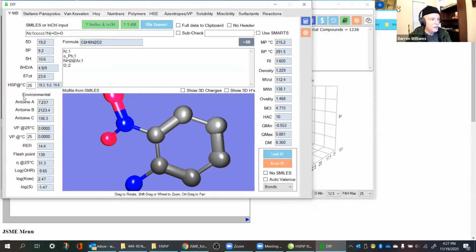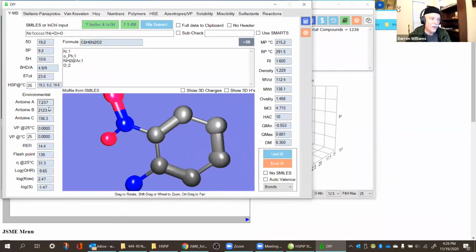So these are the HSPs at 25C. You can change the temperature and recalculate, so they have temperature dependence in here. And then all of these other things are group additivity values. So you kind of take them with a grain of salt, but it's a good guess at those values. We have the melting point, the boiling point, the refractive index, the density, molar volume, molecular weight. This stuff I don't know what ovality is, MCI.